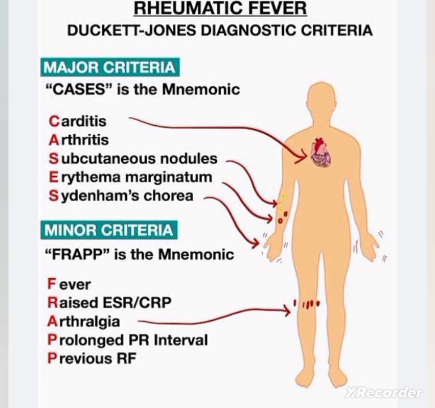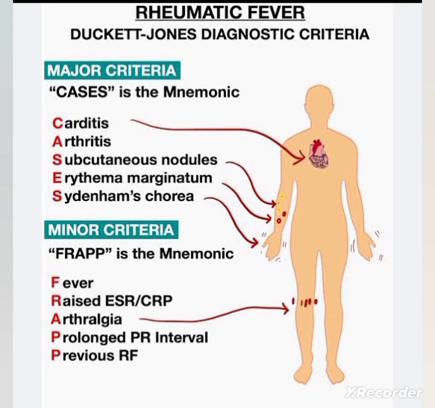Next one, minor criteria. In minor criteria, there will be fever, then raised ESR and C-reactive protein, arthralgia will be present, then prolonged PR interval in ECG, then previous rheumatic fever. So that is the minor criteria.